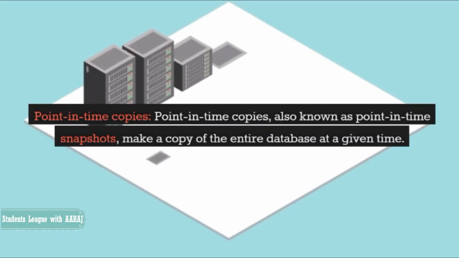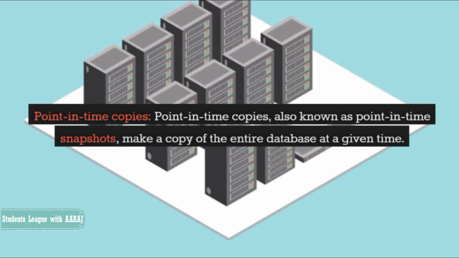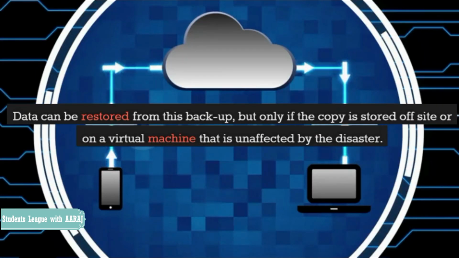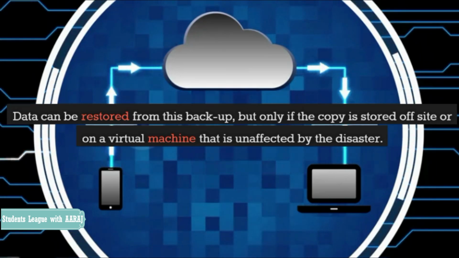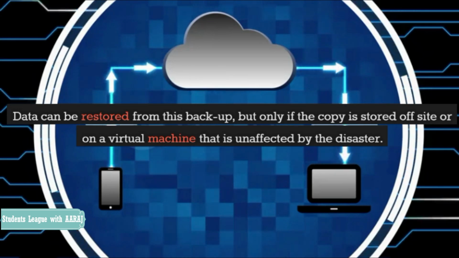8. Point-in-time copies. Point-in-time copies, also known as point-in-time snapshots, make a copy of the entire database at a given time. Data can be restored from this backup, but only if the copy is stored off-site or on a virtual machine that is unaffected by the disaster.